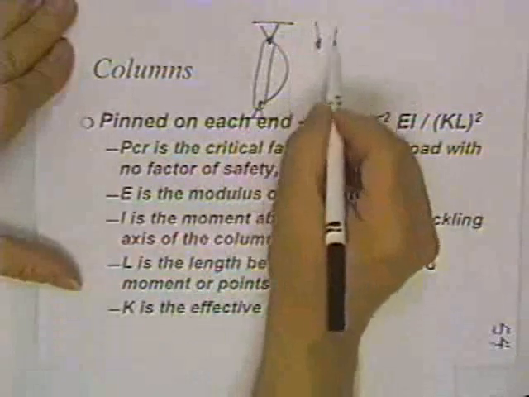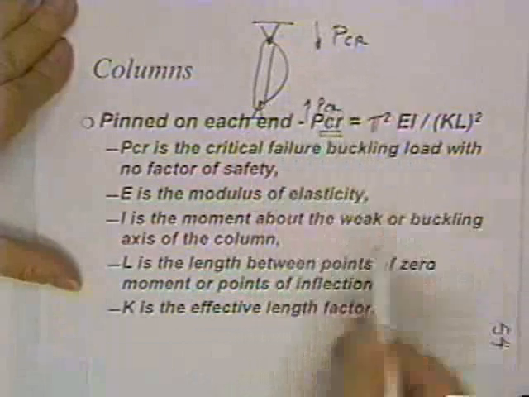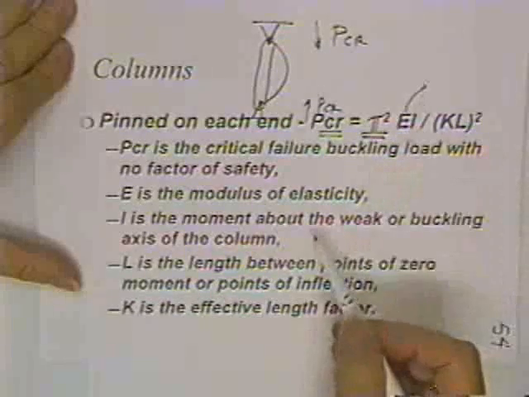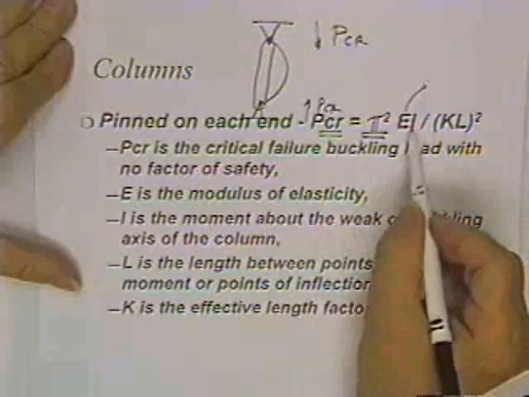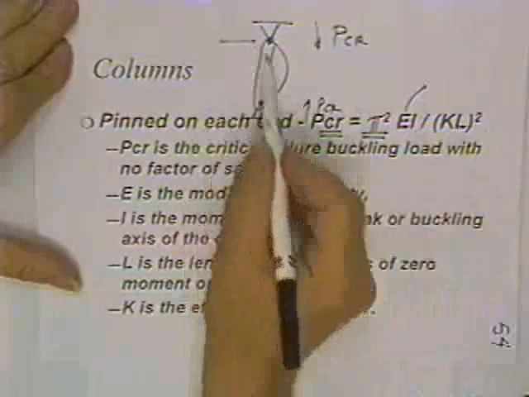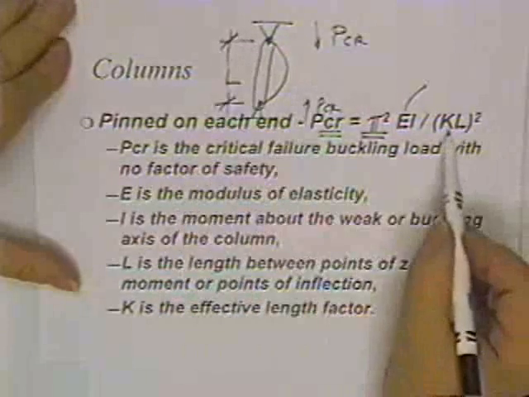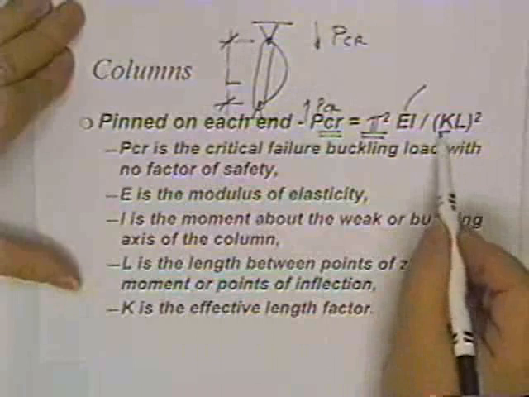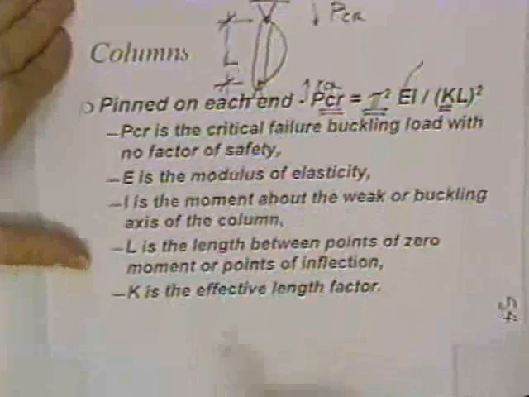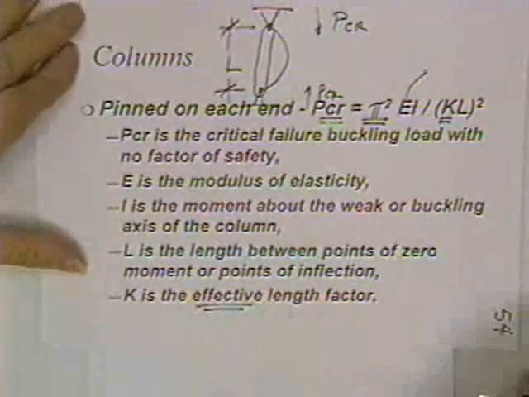How much load you could put on that column pinned on both ends is given by pi squared E I over L squared. You know what E is. I is the moment of inertia. And L is the length of the column. If you don't have a pin column, that's what the K is for. The K takes into account and turns the true length into an effective length.